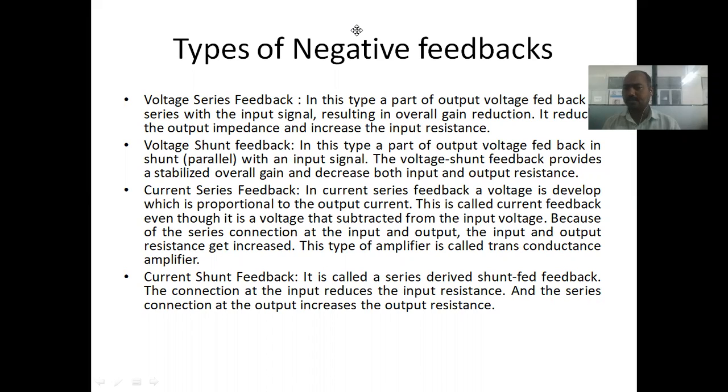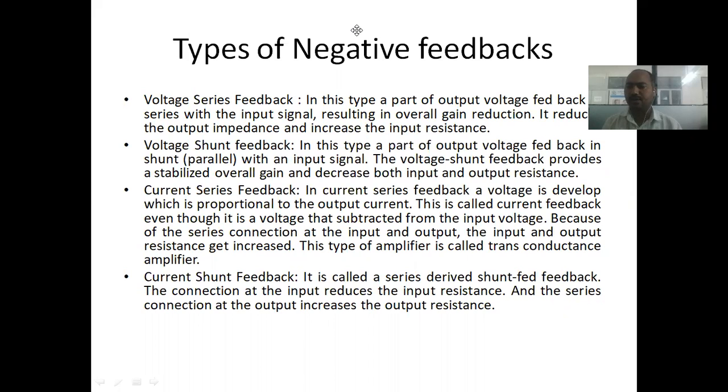There are basically two types of feedback, one is positive and the other is negative feedback. What do we mean by positive feedback? We applied the input, accordingly we got the output, and some part of the output is again applied to the input. If it causes the amplifier output to increase, that is called positive feedback. The definition of positive feedback is that if part of the output is applied to the input and they are in phase, meaning the part of the output and the input signal are in phase, then that type of feedback is called positive feedback.